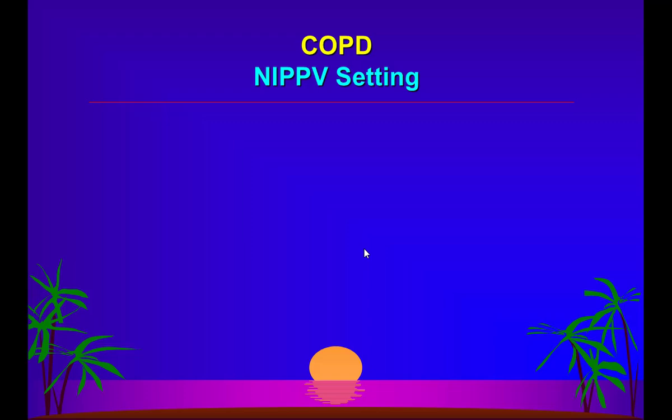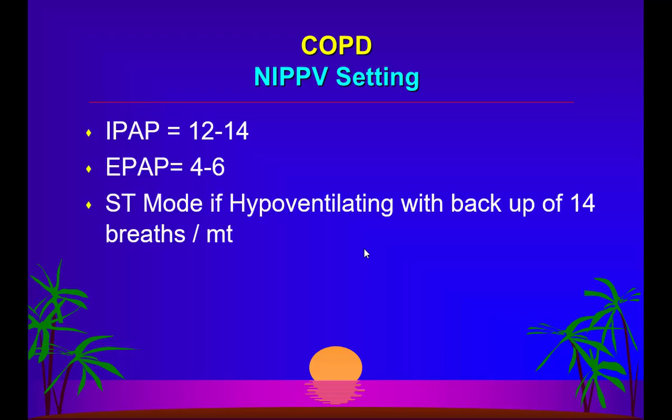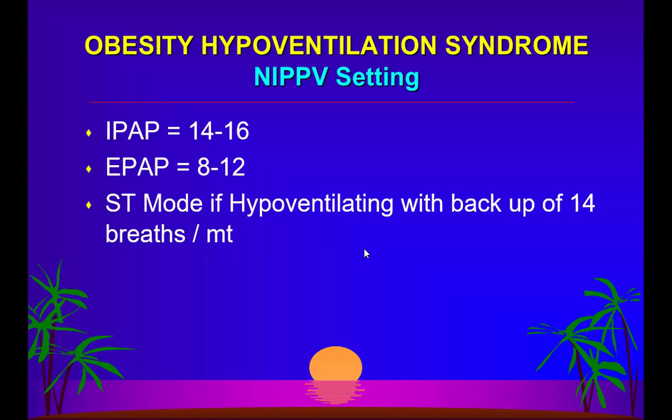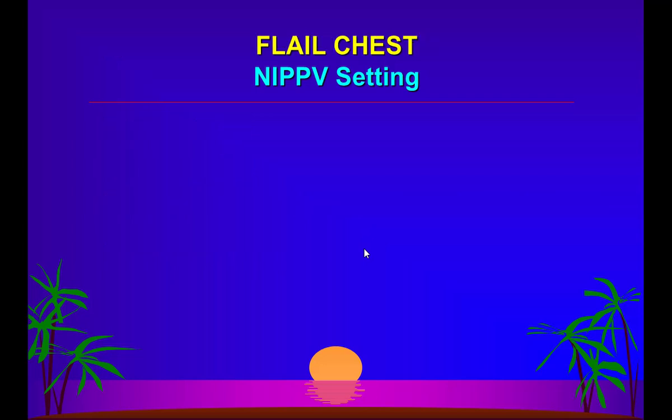Now coming to clinical conditions, if you have a COPD patient, IPAP would be around 12 to 14, EPAP would be around 4 to 6, and initially start them in ST mode. If you have obesity hypoventilation, you would need a high EPAP because you want to stabilize the upper airway because of their sleep apnea, and then they need volume. Many times their CO2 is 65, 70, so you also keep a high IPAP and high EPAP, and the setting could be 14, 16, 8, 12. Then in flail chest, again you would need a high EPAP because you want to stabilize the chest, and for IPAP they also need volume. So again the same setting, 14, 16 IPAP, EPAP 8 to 12.